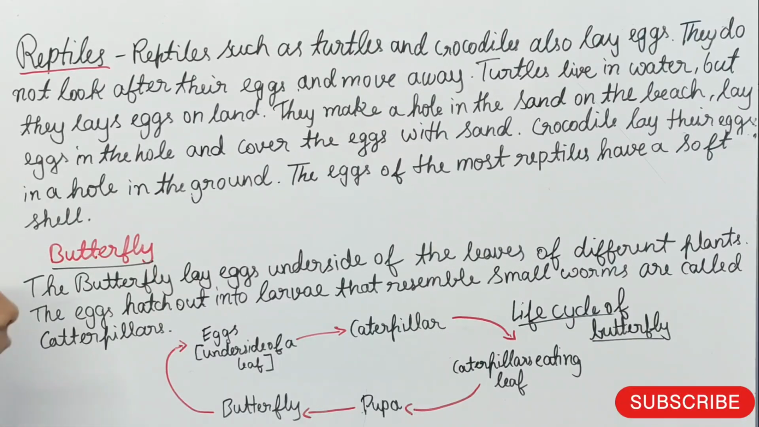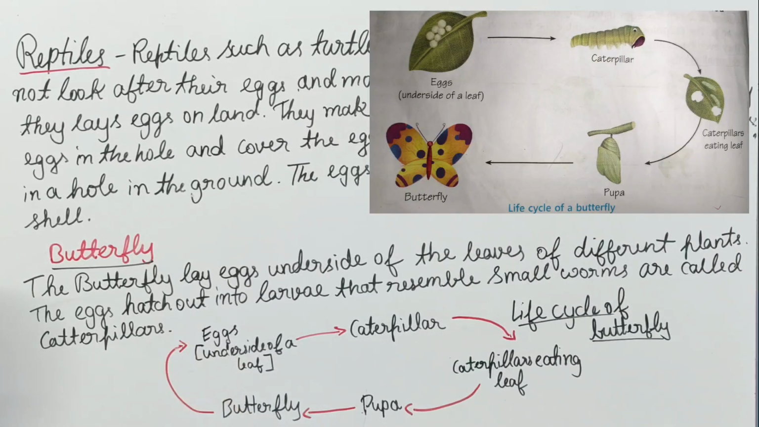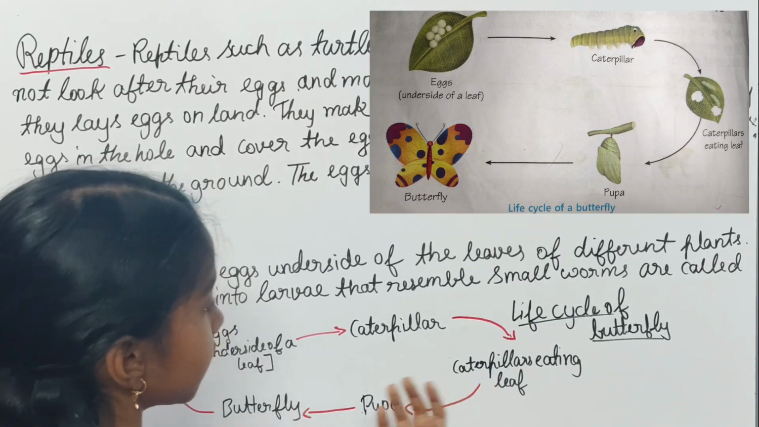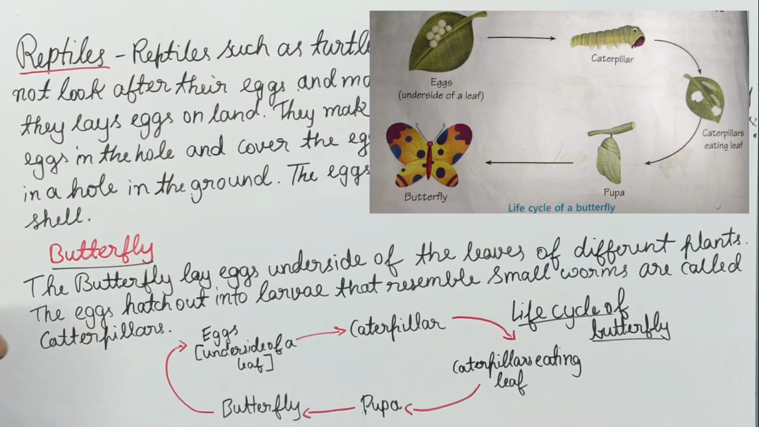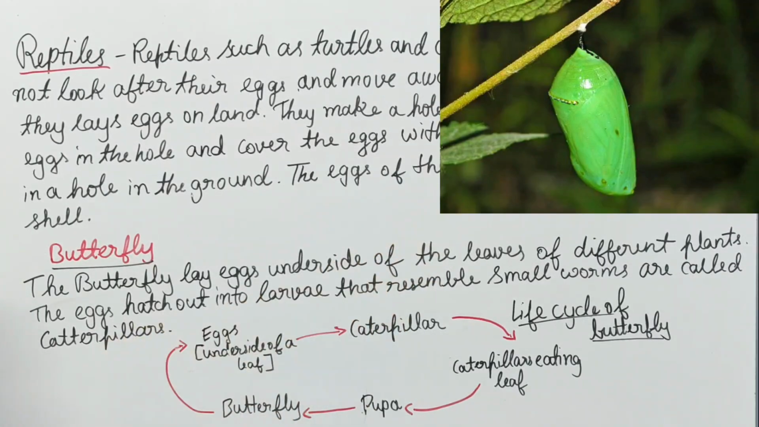ओके, सो ये है लाइफ साइकिल ऑफ अ बटरफ्लाई. सो पहले जो अडल्ट बटरफ्लाई होता है वो अंडा देता है, लीफ के अंदर, और उसके बाद उस अंडे से कैटरपिलर निकलता है, और कैटरपिलर लीव्स खाता है, उसके बाद वो प्यूपा में बदलता है, और प्यूपा से बटरफ्लाई निकलता है. फिर एक नया बटरफ्लाई अंडा देता है, फिर कैटरपिलर खाता है, फिर प्यूपा बनता है, ऐसे ही पूरा प्रोसेस चलता रहता है. तो प्यूपा कैसे दिखता है, तो आप यहाँ देख सकते हैं, वो है प्यूपा.